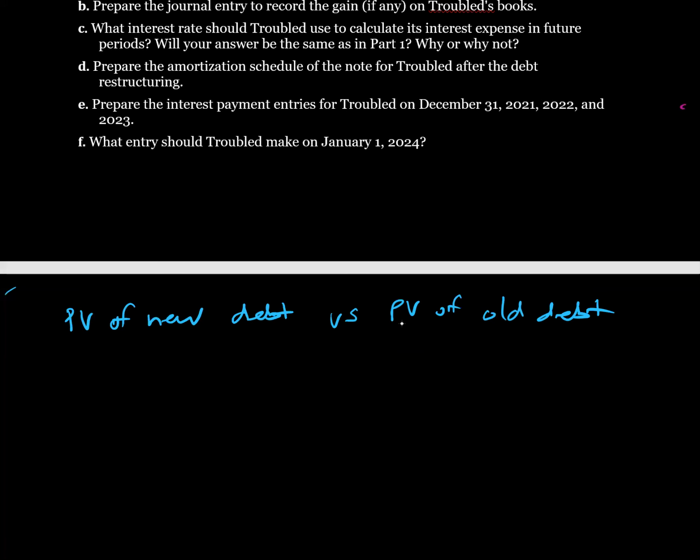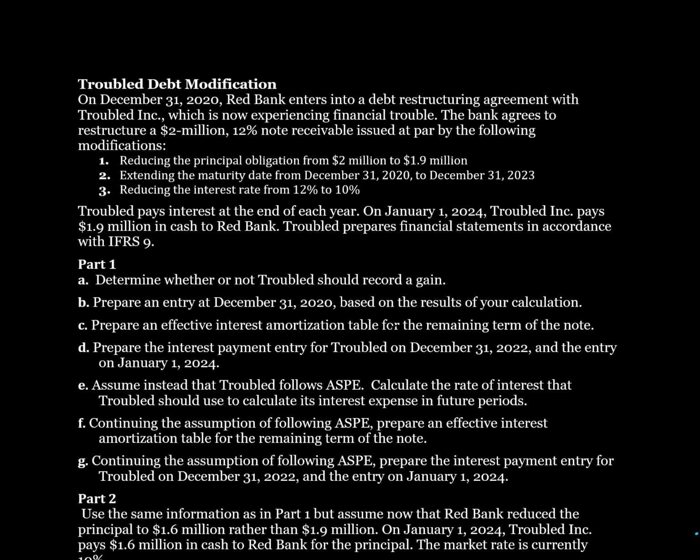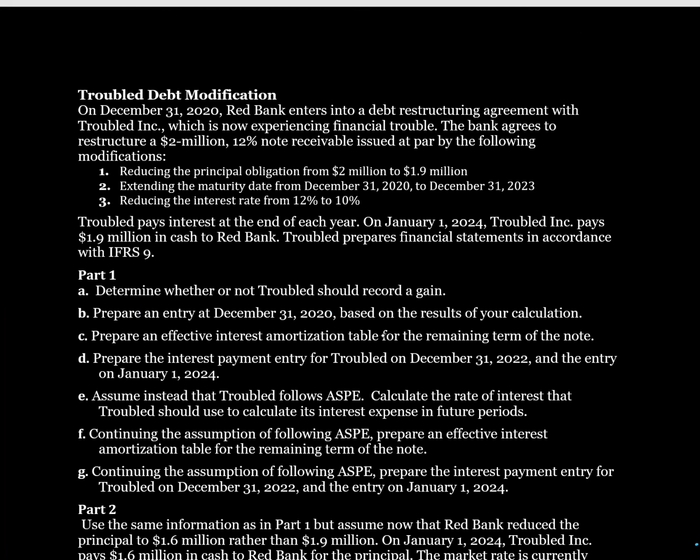The present value of the old debt, if we go up to the question, it was a $2 million note, and it was due on December 31st, 2020. And now the bank agrees to restructure, extending the maturity date. So the maturity date was December 31st, 2020, and this restructuring is happening on December 31st, 2020. So what does that mean? It means that the old note was actually due now, and they realized, presumably, Red Bank realized that Troubled Inc. wouldn't be able to pay the principal back, and so they extended the terms and made some other changes.